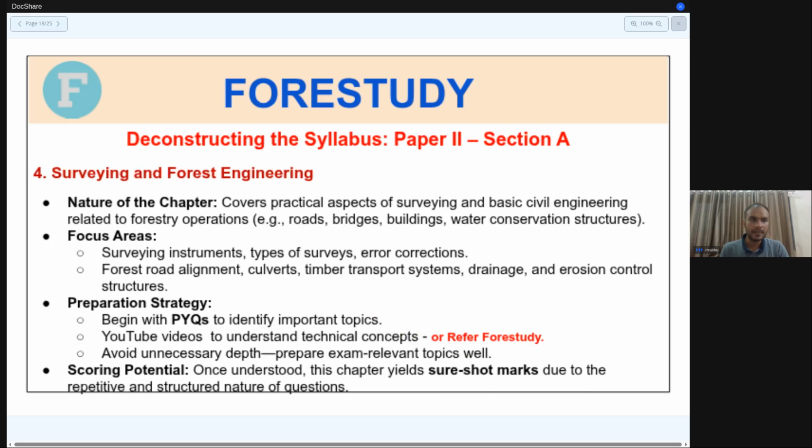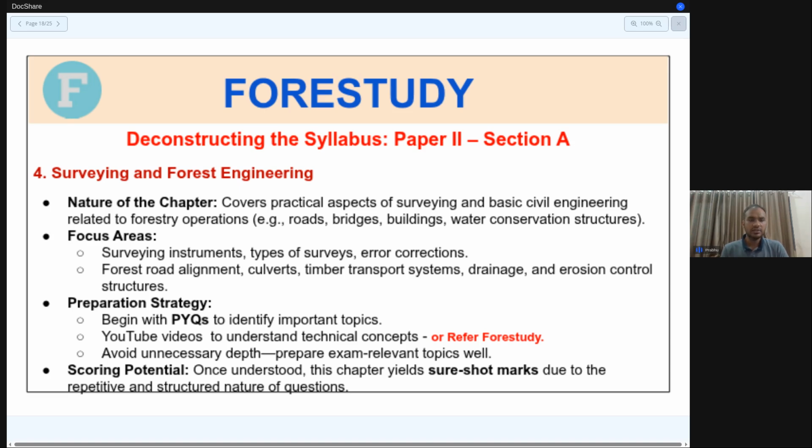Okay, so we have come to the fourth chapter, that is surveying and forest engineering. Forestry also involves the study of basic civil engineering and surveying concepts. Many of you might have a background in engineering, so this can create an edge. However, the civil engineering that has been discussed here is very basic. So if you prepare this once, this won't create any issue.